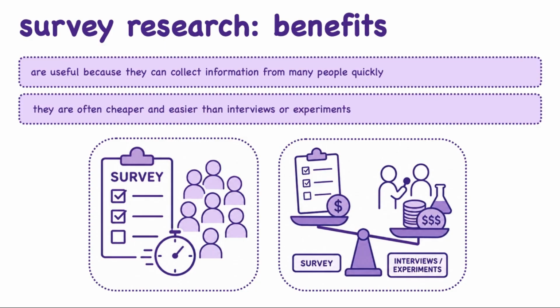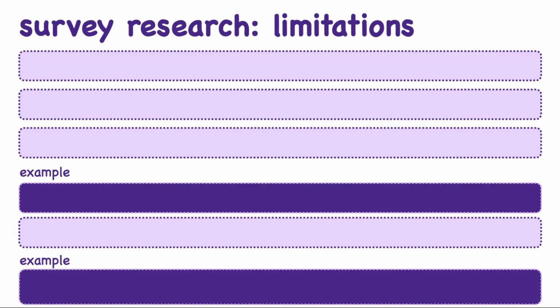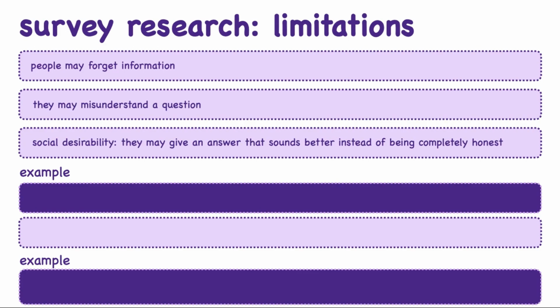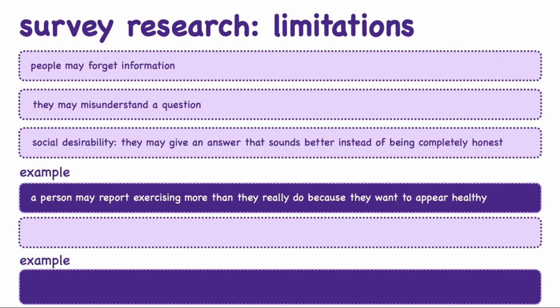They are often cheaper and easier than interviews or experiments. But surveys also have limitations. People may forget information. They may misunderstand a question. They may give an answer that sounds better instead of being completely honest. This is called social desirability. For example, a person may report exercising more than they really do because they want to appear healthy.